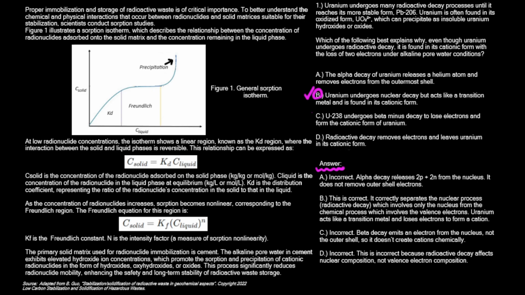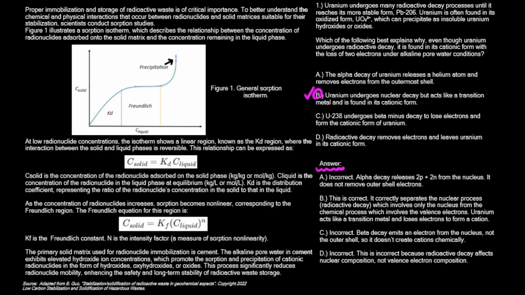Option A is not correct because alpha decay involves the release of a helium 4 nucleus from the atom's nucleus and it does not remove any electrons. Option C is not correct because beta minus decay emits an electron or a beta minus particle from the nucleus and it does not affect the valence electron. And option D is not correct for the same reason. Radioactive decay involves changes in the nucleus and it does not directly remove valence electrons.